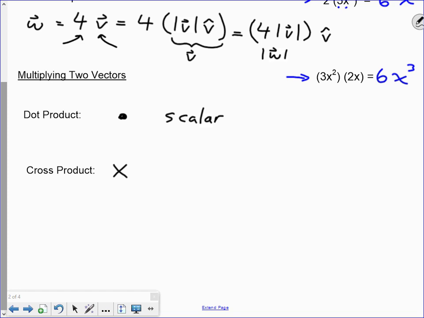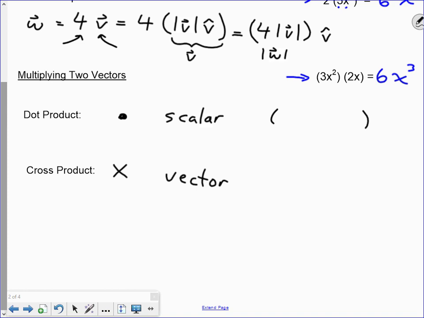Whereas the cross product is also known as the vector product, because when you do the vector product or the cross product of two vectors, you end up with a third vector as your answer. So dot product gives you a scalar as your answer, cross product gives you a vector as your answer. The final difference is how they get you to think about the directions.